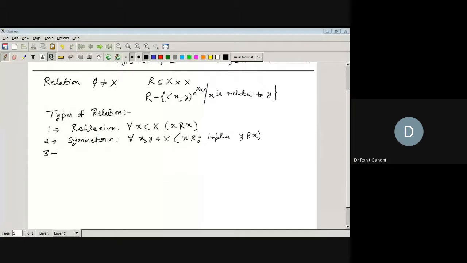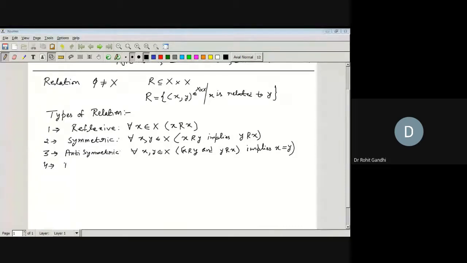The third one we have studied is antisymmetric. In this, if we take two elements in our set X, and x is related to y and y is related to x implies x equals y, then we say that our relation is antisymmetric.